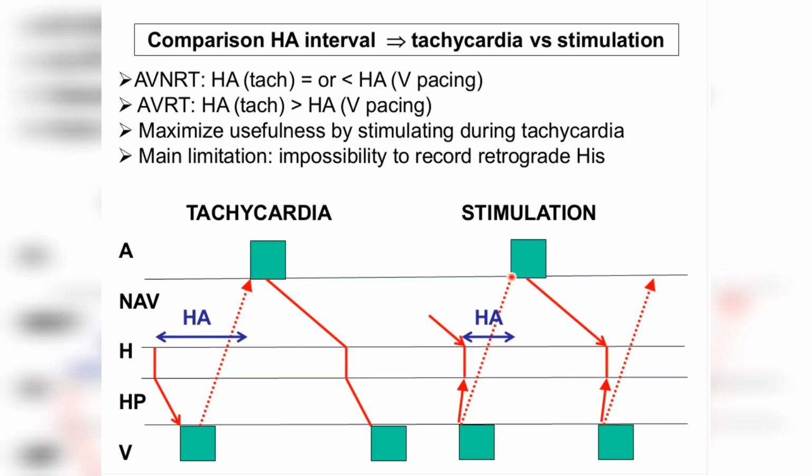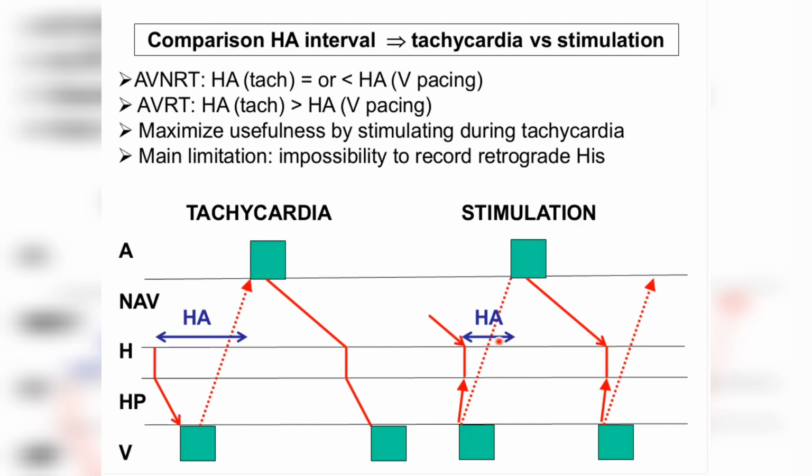So please note that now these structures are not activated one after the other, but are activated in parallel. The His is activated in parallel at the same time as conduction is taking place from the ventricle to the atrium. So now the HA interval is much shorter because it does not represent the activation of a series of structures one after the other.